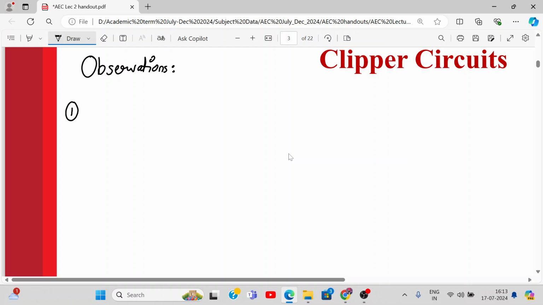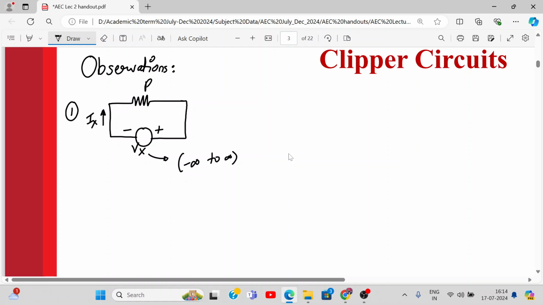Observation number 1. So if I have a circuit with a resistor and a voltage source, positive here, negative here, this voltage source is Vx. So the current flowing through the circuit will be Ix. Alright. And if Vx is varied between minus infinity to plus infinity, and the resistance is R1. Now, if I want to plot Vx versus Ix, can you help me to plot this Vx versus Ix plot? How it will be?